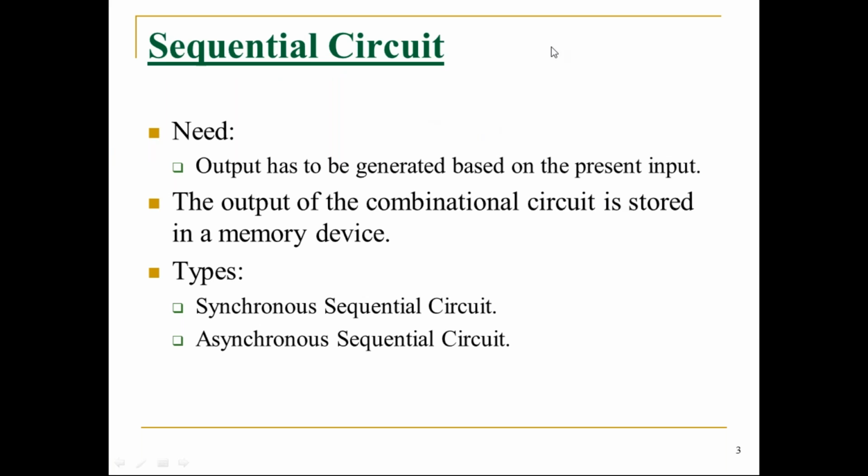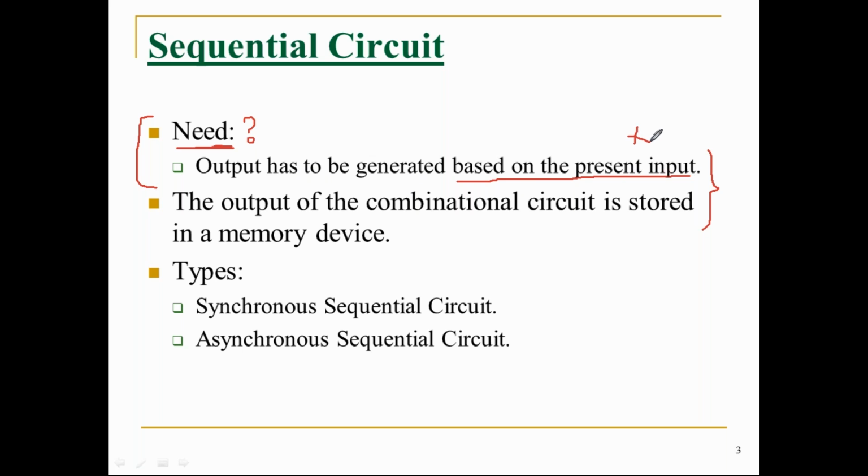So what is the sequential circuit? I'm going to define it now. This particular point is very, very important. That is, what is the necessity of this particular thing? Sequential circuits need what? The output has to be generated based on the present input. I think it was discussed in the earlier unit. The output has to be generated based on the present input.